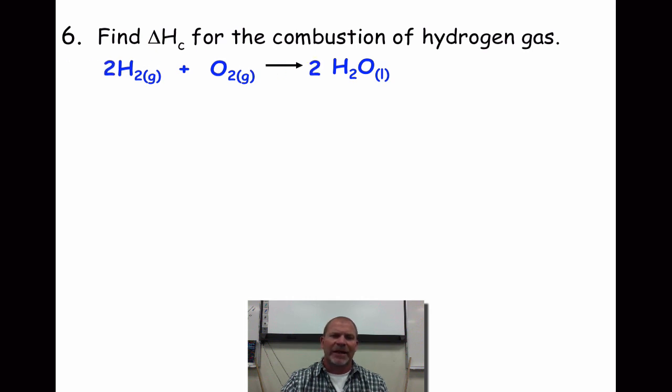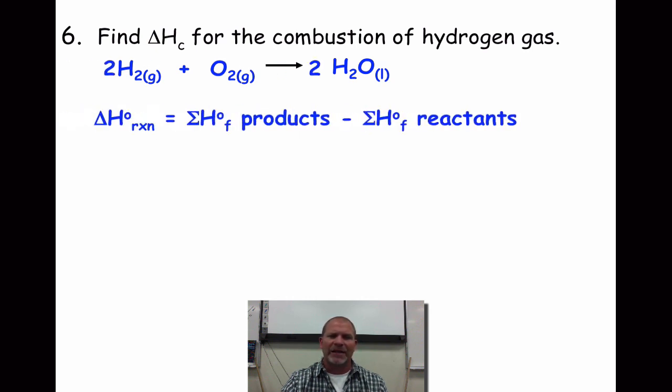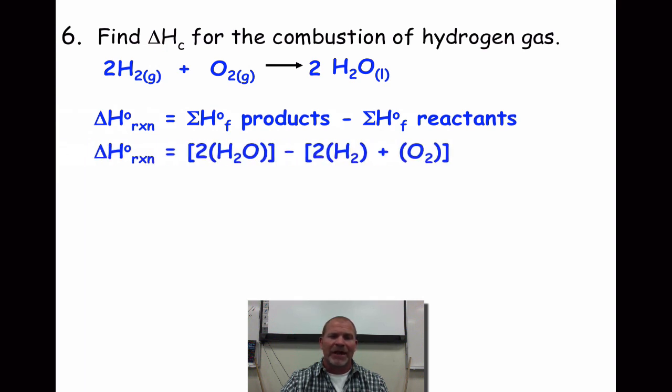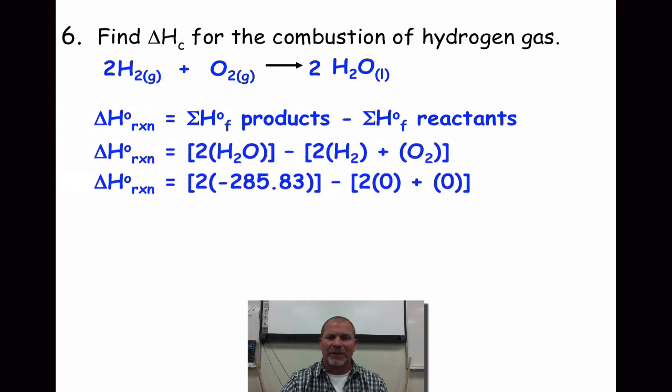In doing this, I have balanced my chemical equation. I take the sum of my products minus the sum of my reactants, and I realize that both of my reactants, H2 as a gas and O2 as a gas, both are red on the periodic table, so they're at the standard state with 25 degrees Celsius, 1 atm, therefore their value is 0. So all I have is 2 waters minus 0, and so I just double my water, and that's my answer. But then I want to get specific.